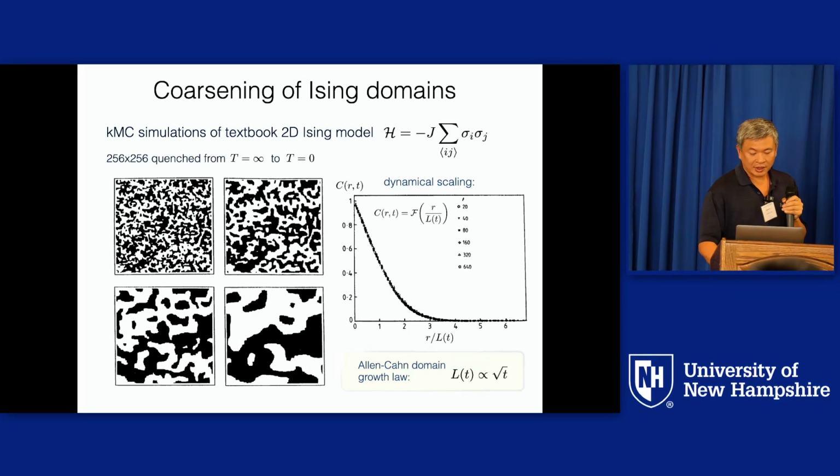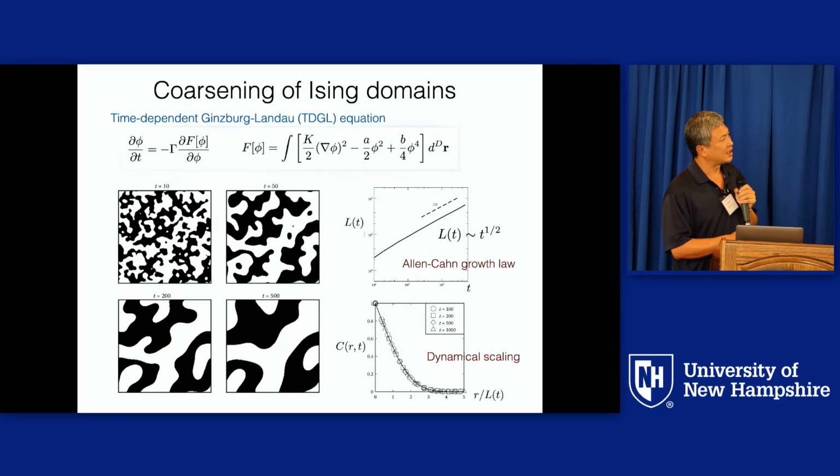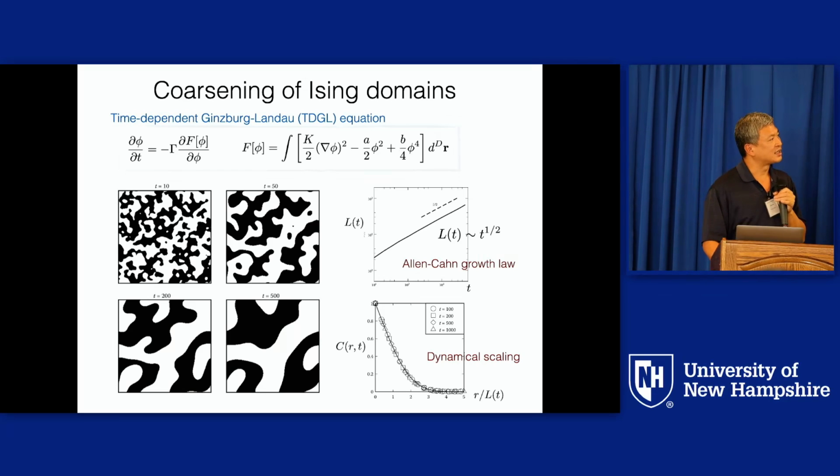So the same Allen-Cahn domain growth law can also be obtained by doing time-dependent Ginzburg-Landau simulation, assuming this energy functional for the Ising model. And again, you get this square root of time behavior. So then the question here is whether the CDW coarsening exhibits the same Allen-Cahn domain growth.